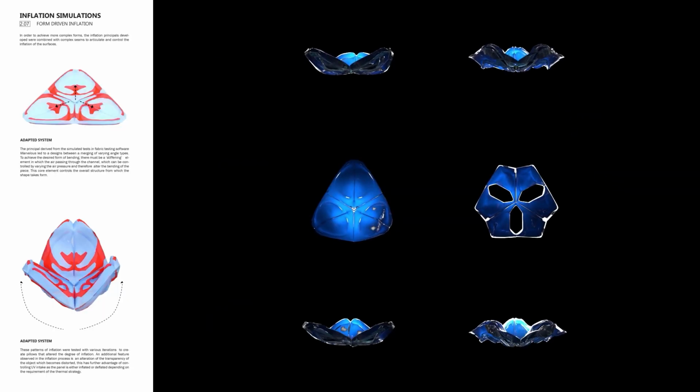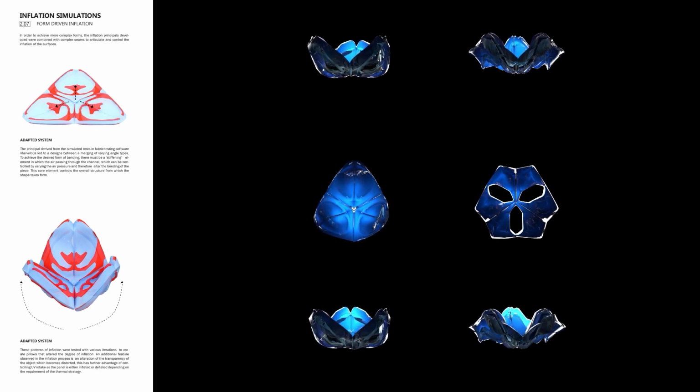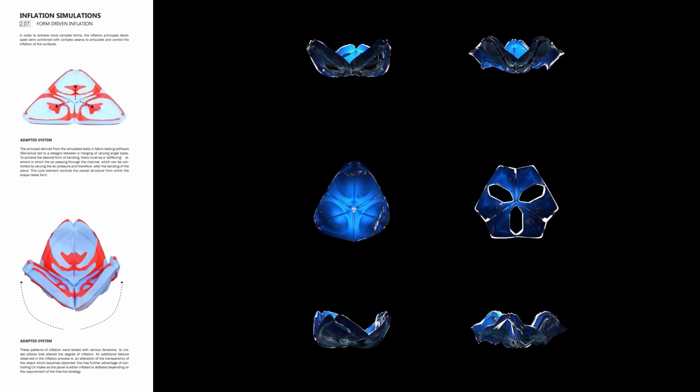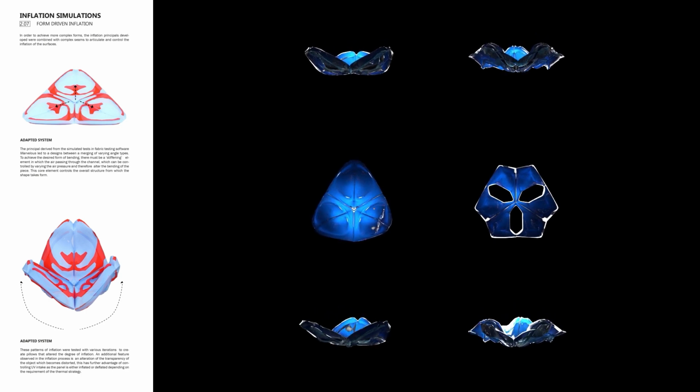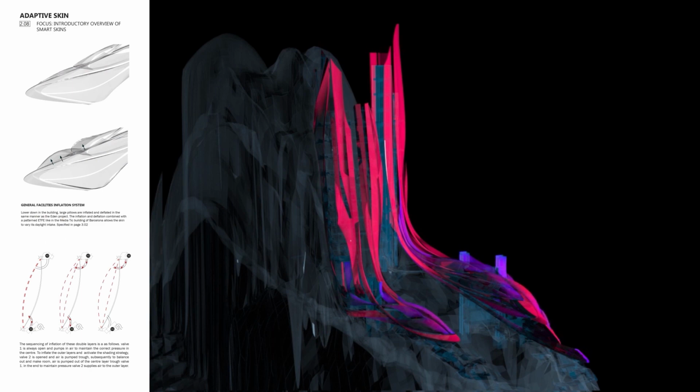To achieve more complex forms, the inflation principles developed were combined with complex seams to articulate and control the inflation of the surfaces. By varying the air pressure between the layers, the growth and shape is subsequently varied. The inflatable tests were then translated at an architectural scale, whereby the facade becomes responsive to its environment through either acting as a non-kinematic ventilation system or solar mediation through surface alteration.